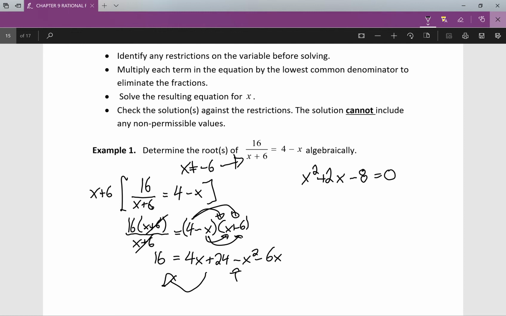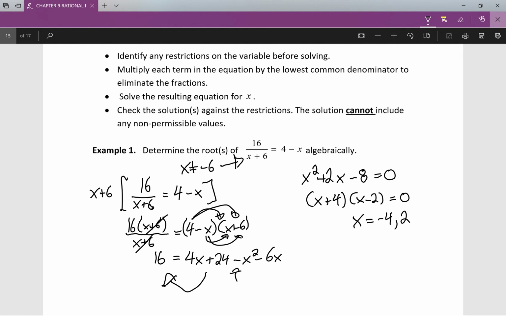I then factor this to find the solutions, two numbers that multiply to get negative 8 and add up to get positive 2. So that's going to give me (x plus 4)(x minus 2) equals 0. So this tells me that x equals negative 4, or it could equal positive 2.